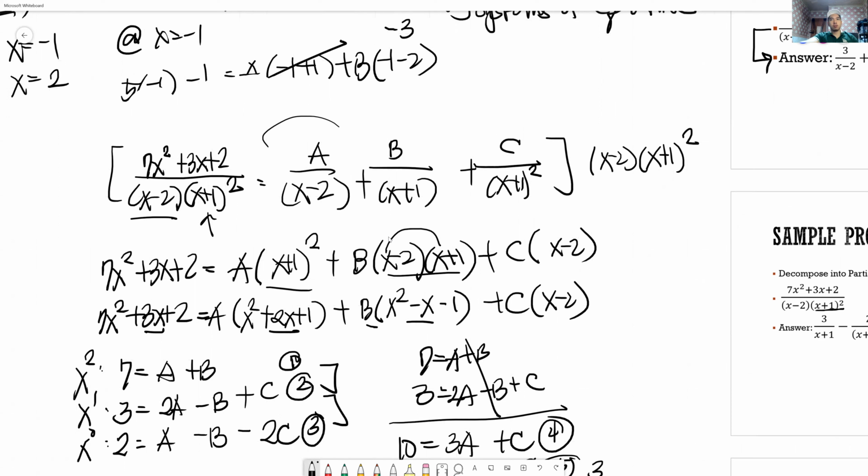Let's double check. Oh. So x plus 1 squared is correct. x squared, twice x plus 1, x squared plus 1, x plus 1. So we have x squared minus x. Oh, this should be minus 2, not minus 1. Okay, saw it.